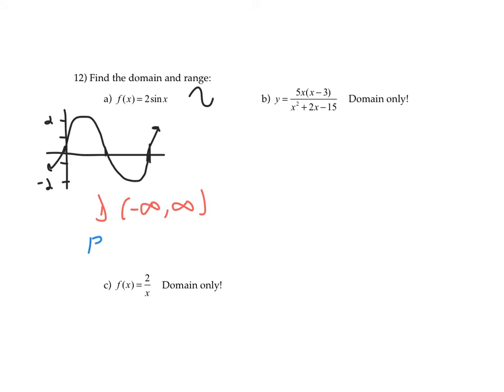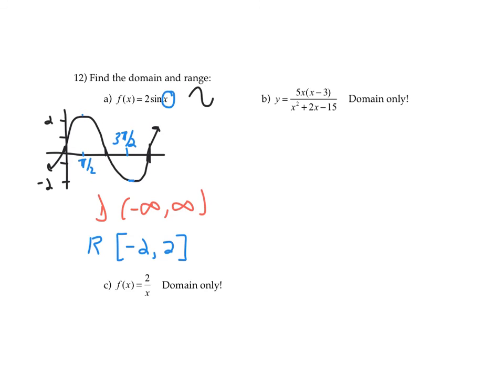The range, though, has a minimum and maximum. And the minimum value is going to be negative 2, and it can equal negative 2. For instance, when x is equal to 3 pi over 2 in this equation, then the y value would be negative 2. And the maximum height is going to happen at pi over 2, or 90 degrees, and it would be equal to positive 2. So brackets around both of those.